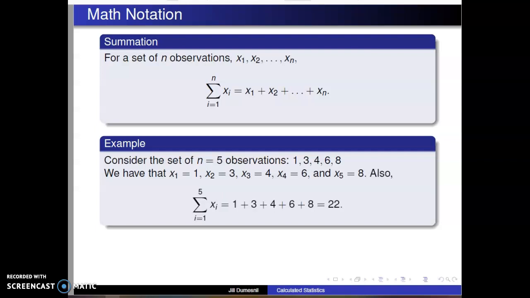Also, the sum as i goes from 1 to 5 of the xi's is you take first x1, which is 1, plus x2, which is 3, plus x3, which is 4, until you get out to x5. You add those numbers up. So we get 22. Essentially, a giant Greek capital sigma means add up or sum a bunch of values. These symbols will occur in our formulas.